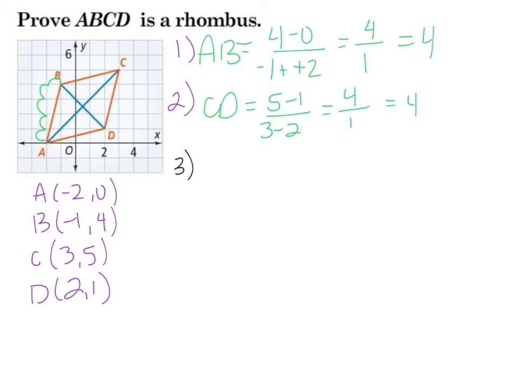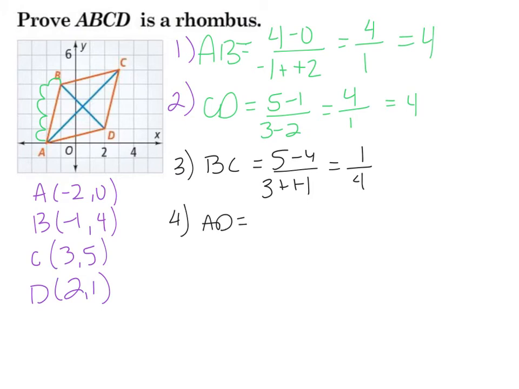Next part would be 3, BC. The slope of BC would be 5 minus 4 over 3 minus negative 1. So that would be 1 over 3 plus 1, which is 4. So the slope of BC would be 1/4. And then the slope of AD, last one, would be 1 minus 0 over 2 minus negative 2. So that would also be 1 over 4. So yes, the opposite sides are parallel.